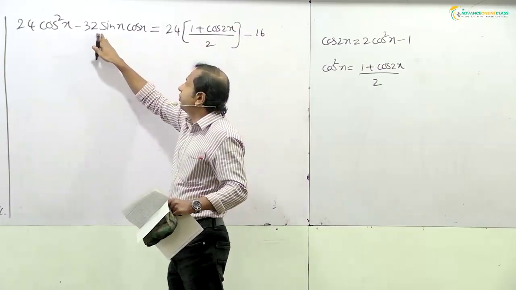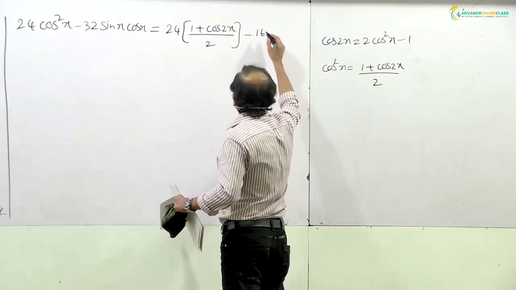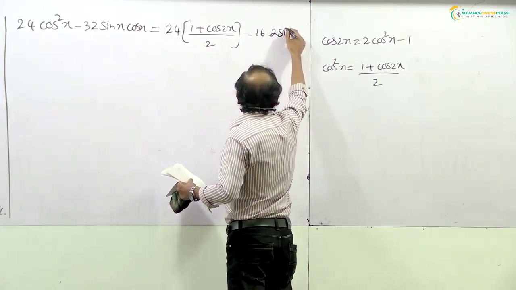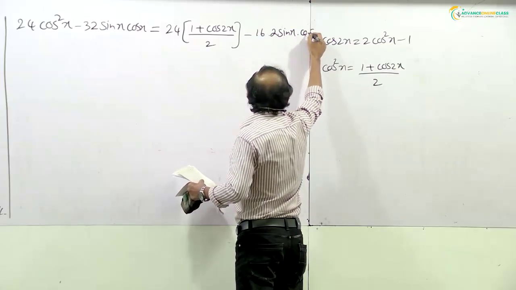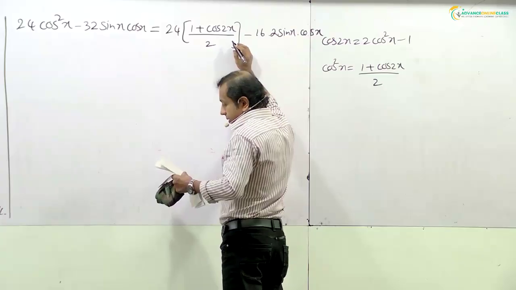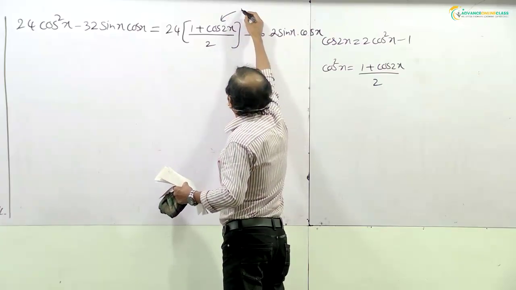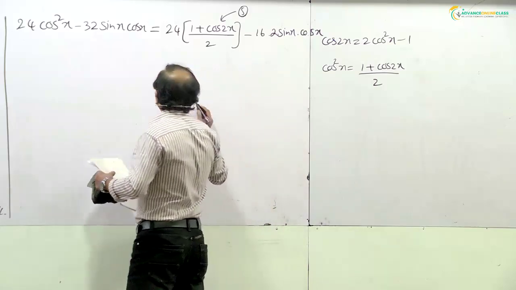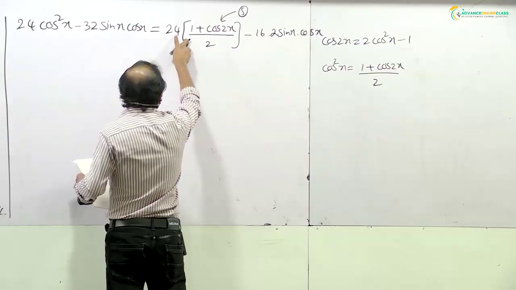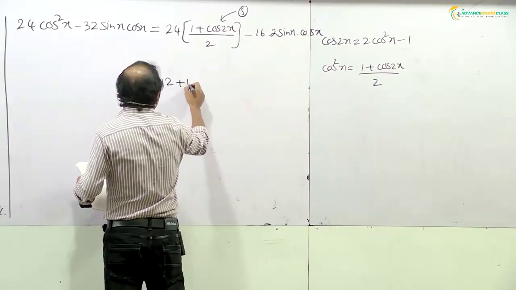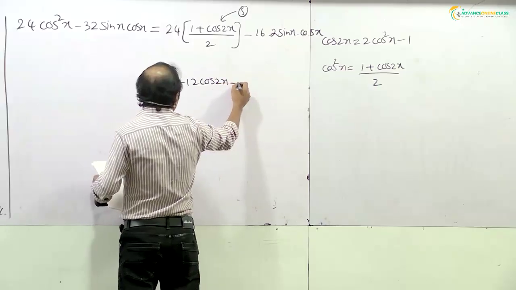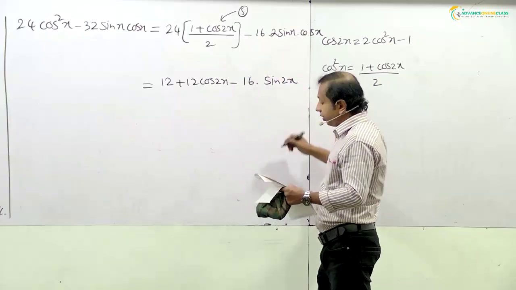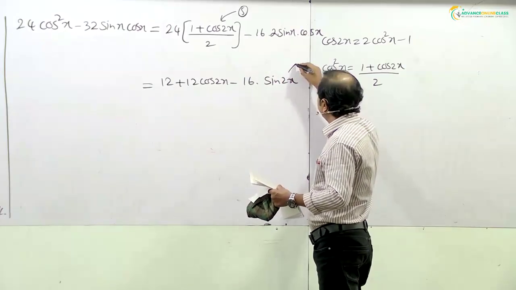This 32 I can write as 16 into 2, then we have 2 sin x cos x. Here 5 marks given. So next line, we can remove the bracket. Here we get 12 plus 12 cos 2x minus 16 sin 2x, since 2 sin x cos x is sin 2x. For this, another 5 marks.